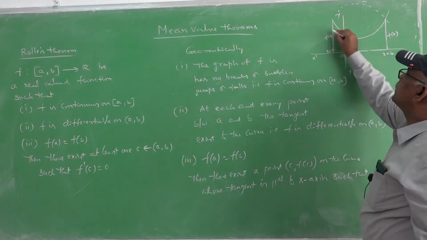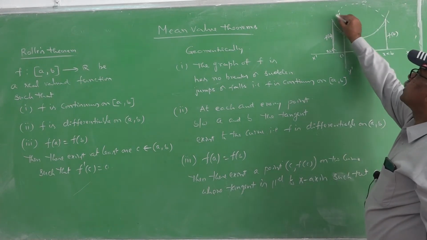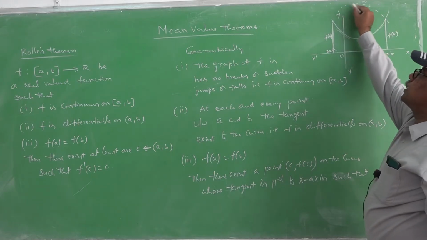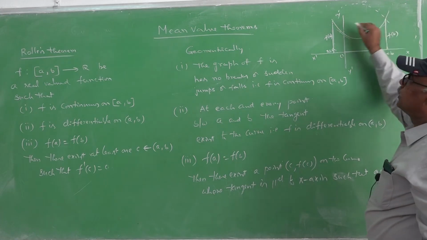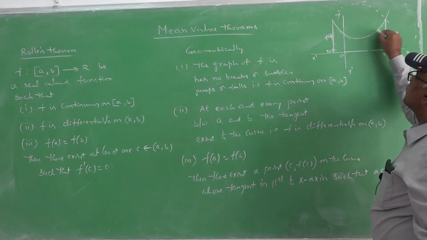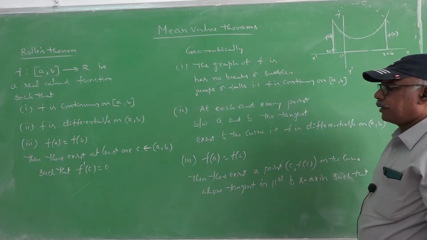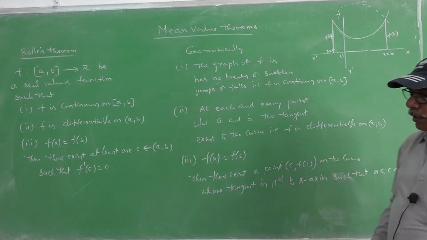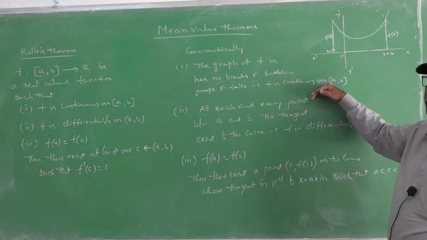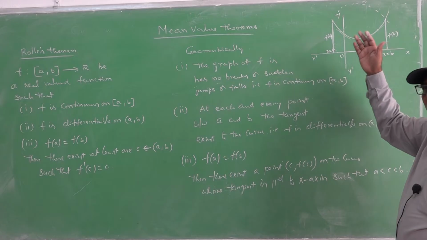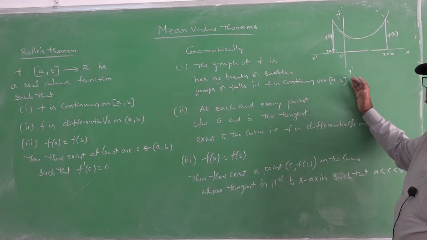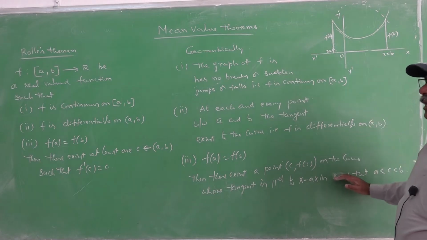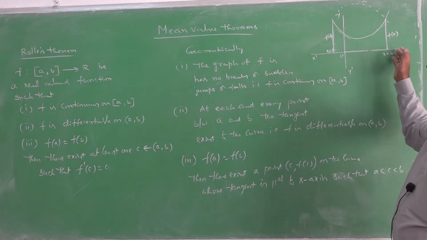In case of this graph, it is increasing and then decreasing. In case of this graph, the function is decreasing as well as increasing. Okay. So, in such a case, f is continuous, the graph is continuous, and at each and every point the tangent exists to the curve, such that f of a equal to f of b.